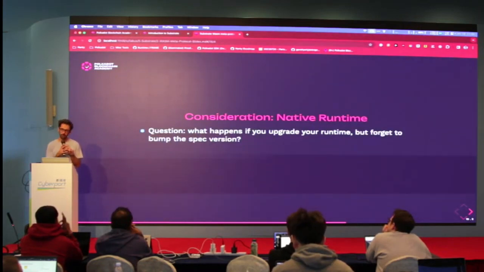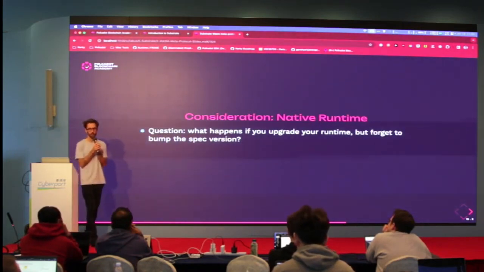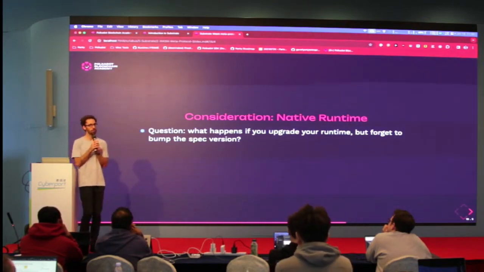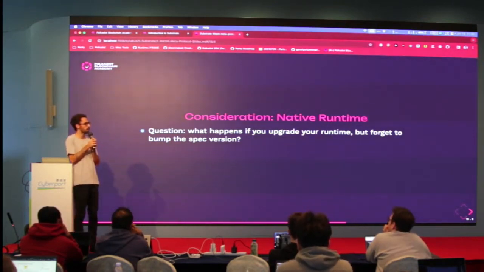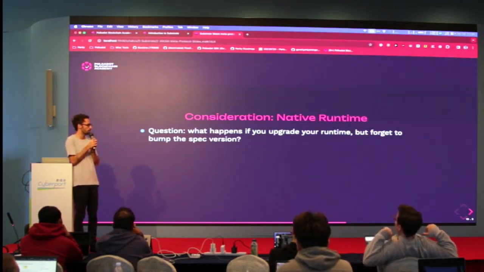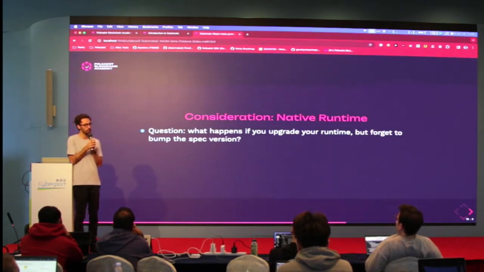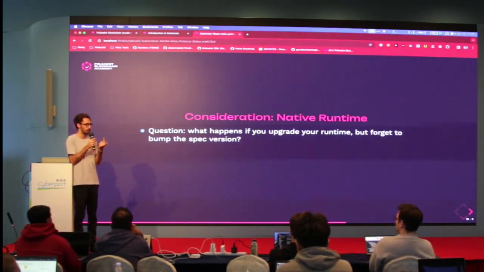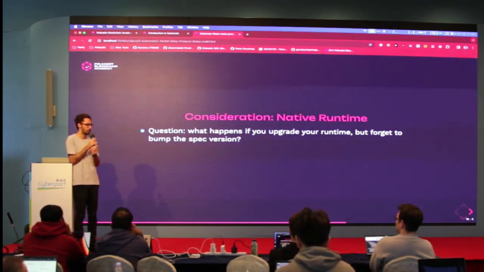Interesting question. When we get rid of the native runtime, this becomes irrelevant, but at the moment it is relevant. So you won't, at least yet, learn exactly how to do a runtime upgrade. But when you do it, one of the things you're expected to do is to increase that spec version. And the question is, what will happen if you forget to do it?